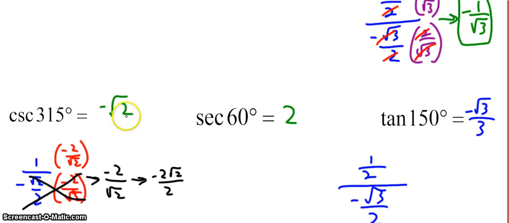Alright, so hopefully you got these answers. Cosecant of 315 degrees is negative root 2. Secant of 60 degrees is 2. Tangent of 150 degrees is negative root 3 over 3. If you are a little bit confused, let's go through those real quick though.